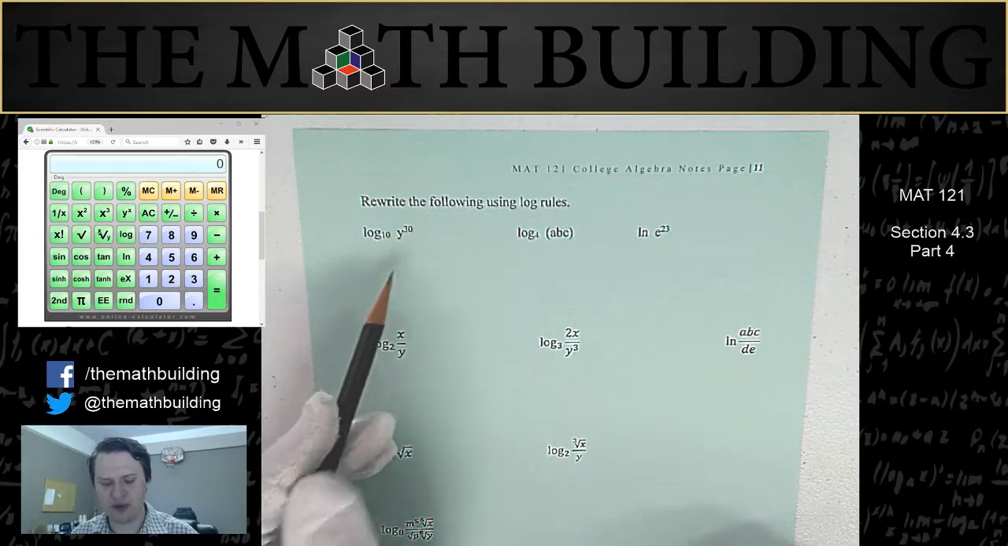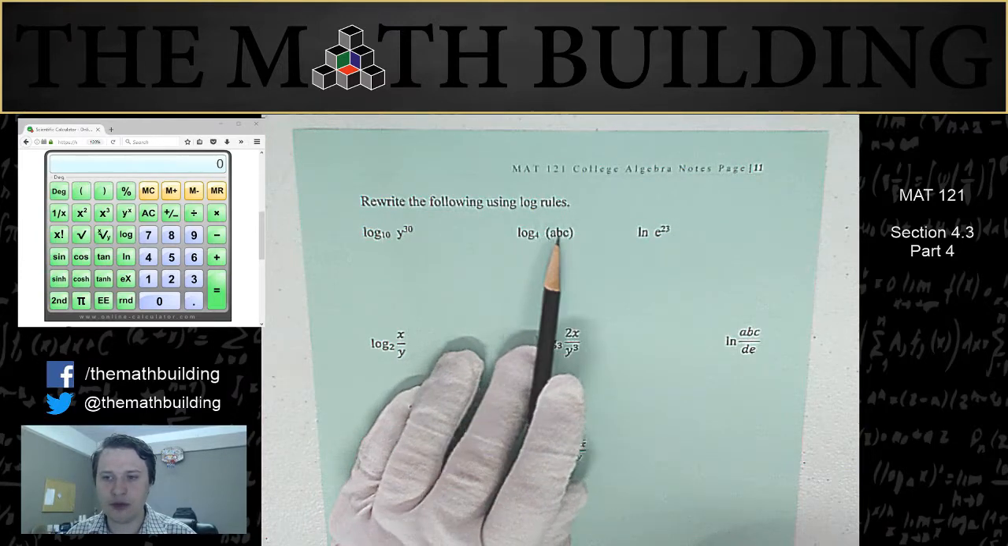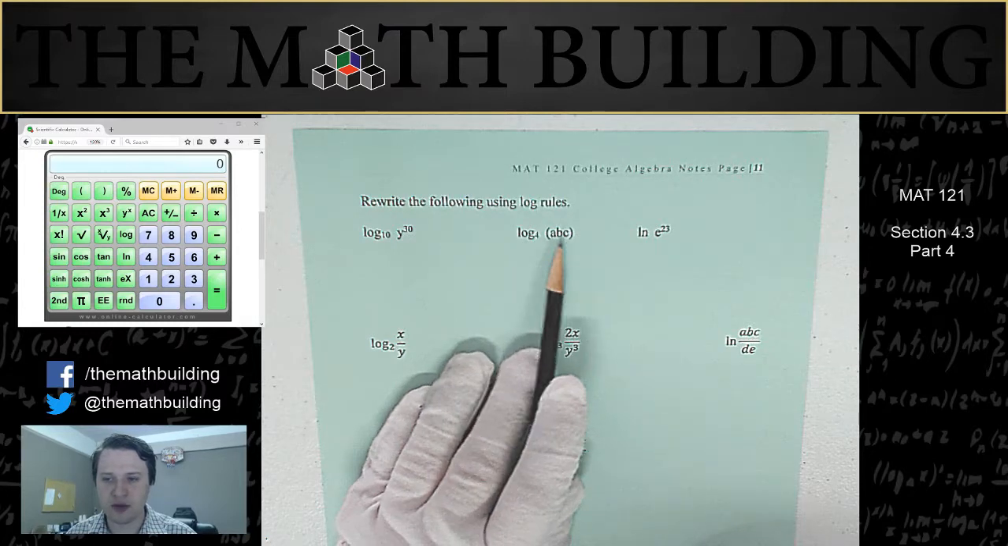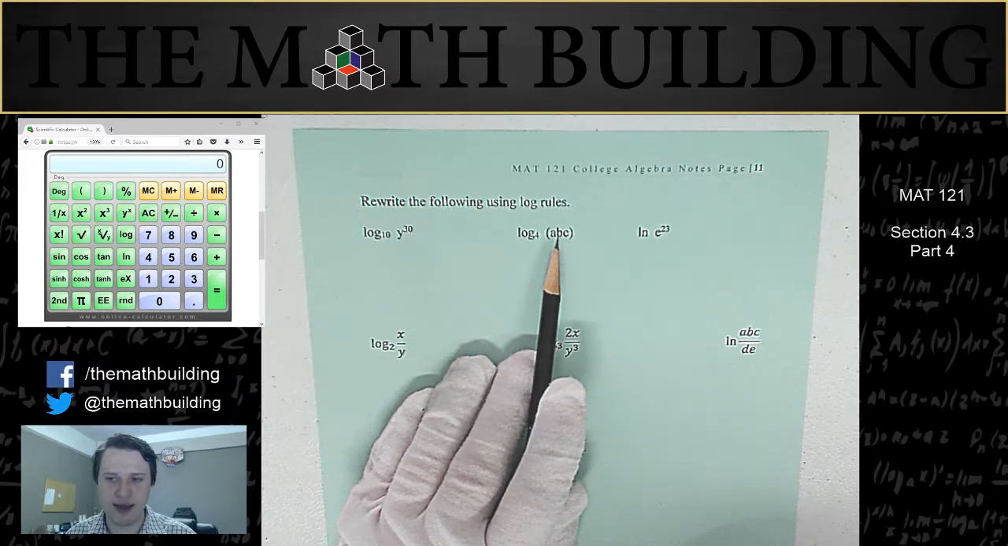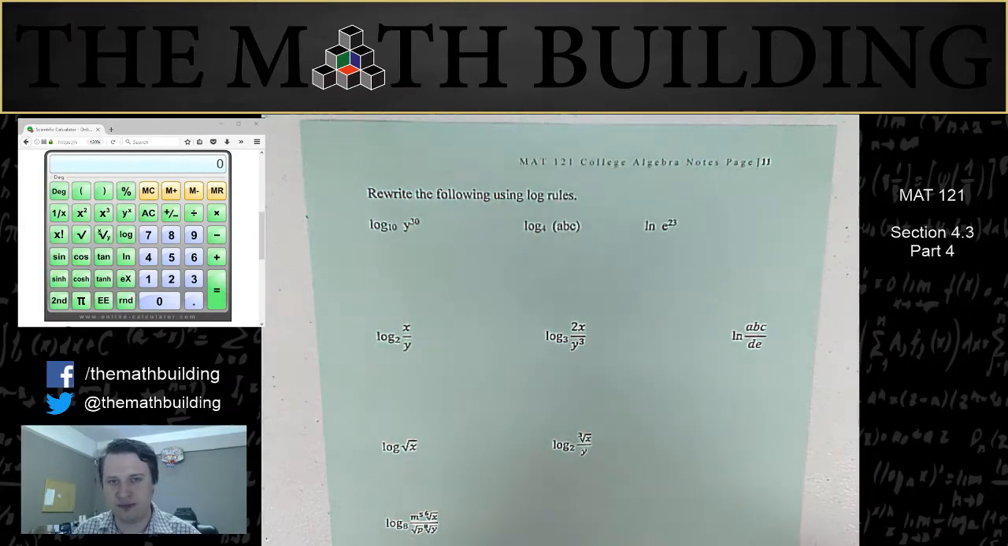Now, how do we know if something is simplified? In general, we want the argument of the log, in other words, the stuff inside of the parentheses of the log, to be as simple as possible. So we don't want a times b times c, or y to the 30. We want to break it up so that it's as simple as possible. So let's look at the first example.